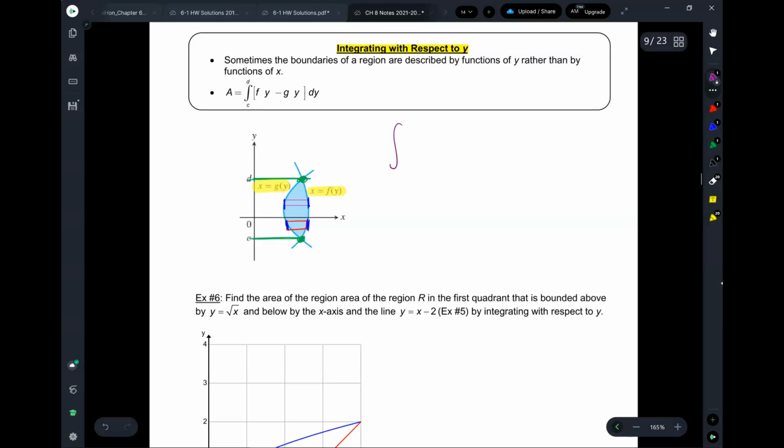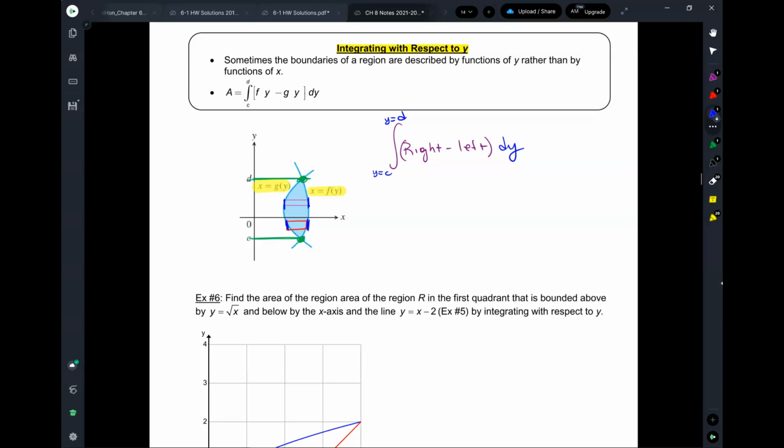Before, we were doing upper minus lower. Which one is the greater function here? The one to the right or the one to the left? Right. The one to the right. So you have to do right minus left. But now, it's all in terms of y. The variables inside are going to be y, y, y, y. So this will be dy. And the boundaries are going to be y equals c, y equals d. Cool?